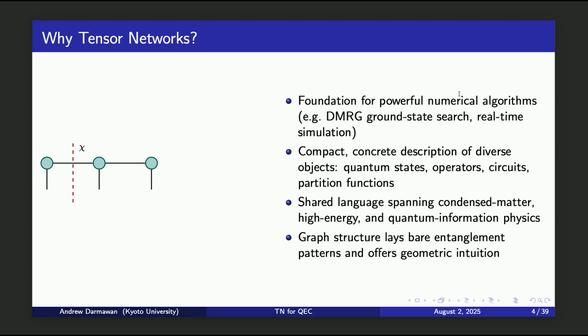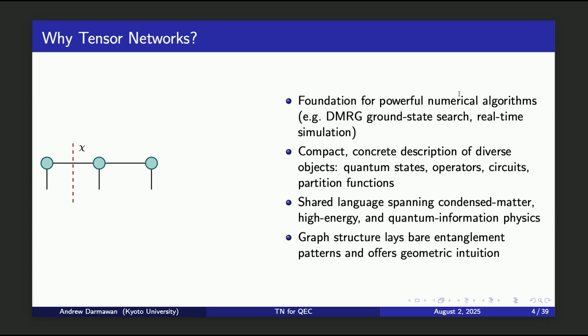So as I mentioned, you can represent many different things in quantum many-body physics as tensor networks, things like states and operators. And the description as a tensor network really provides a very concrete description of these things. By seeing the tensor network, you can really see how to calculate those things explicitly.